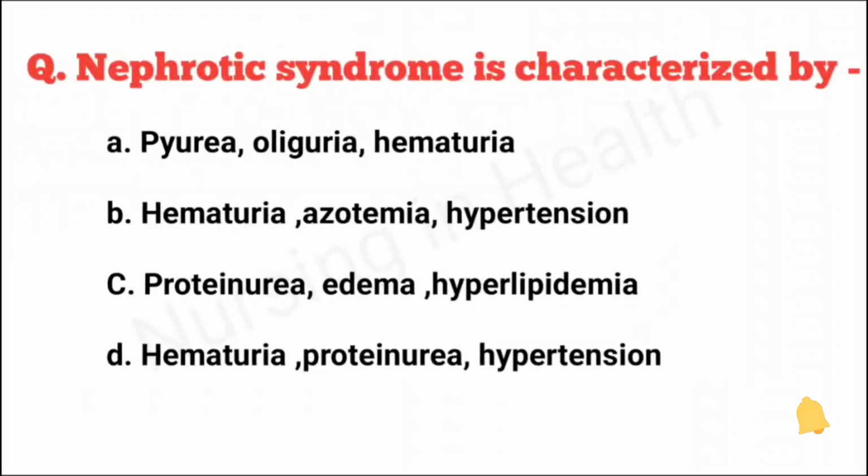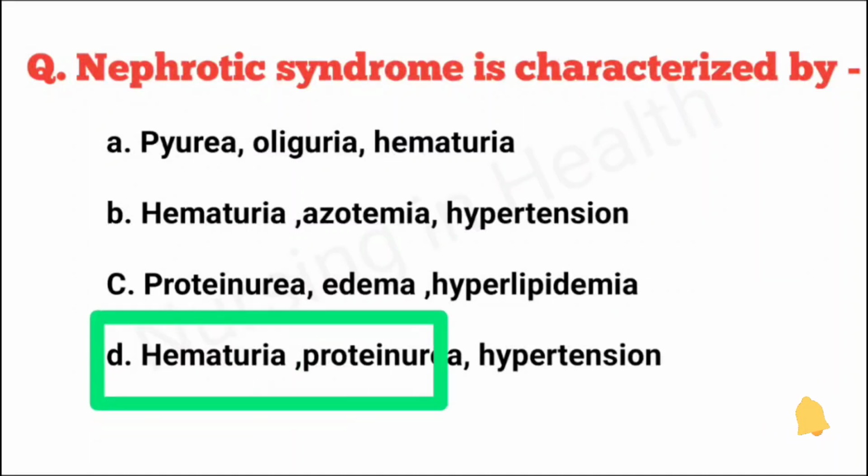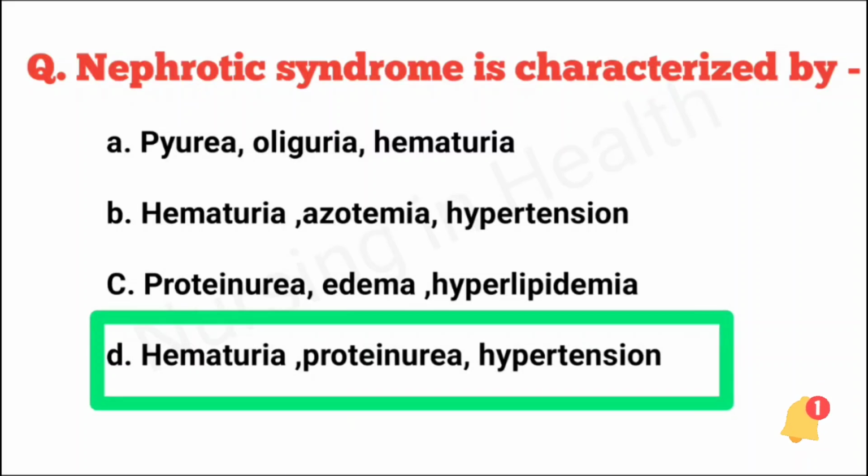Nephrotic syndrome is characterized by pyuria, oliguria, hematuria. Hematuria, azotemia, hypertension. Proteinuria, edema, hyperlipidemia. Hematuria, proteinuria, hypertension. Right answer option D. Hematuria, proteinuria, hypertension.